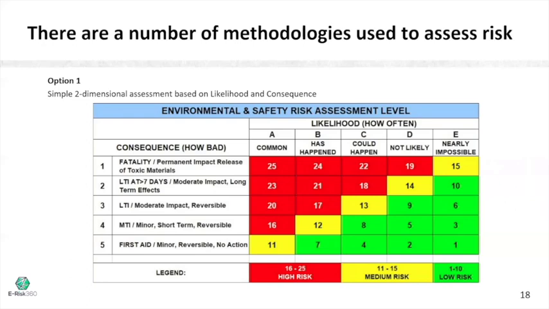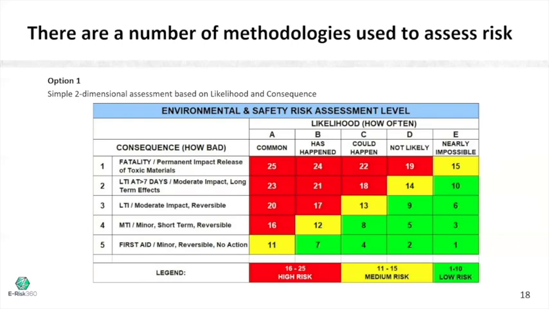And on the other hand, consequences for environmental risks. A really serious consequence for an environmental risk could be permanent release of toxic materials. And number 2 could be long-term effects. A consequence of number 3 could be just moderate impact or reversible effects. And number 4 could be a minor short-term effects. And a consequence of number 5 could be a reversible low impact environmental consequence. And then you basically assess your risks based on likelihood and consequence, and then you read the scale and you come up with a particular risk number, and what that number falls in equates to whether or not it's a high risk, a medium risk, or a low risk.